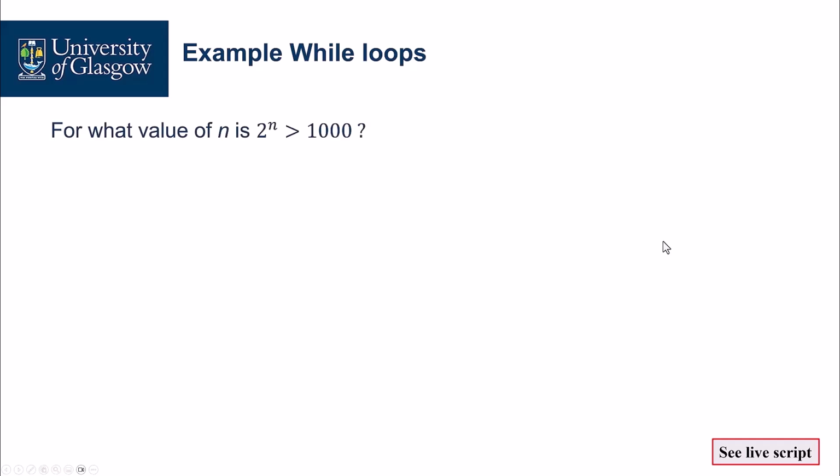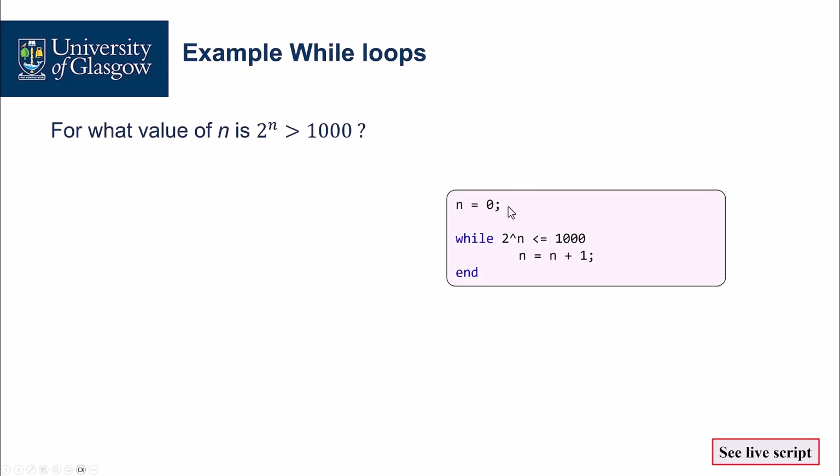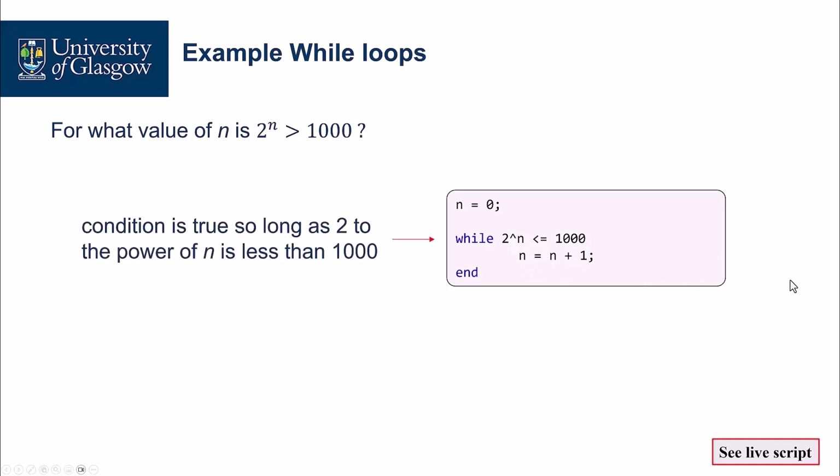The question is that I want to find the value of n such that 2 to the power of n is larger than 1000. Okay, how can we do the program? It's here. We first put n as 0, then I put a while loop. As long as 2 to the power of n is smaller than or equal to 1000, I add 1 to n. So we can see that the condition is true as long as 2 to the power of n is less than or equal to 1000.